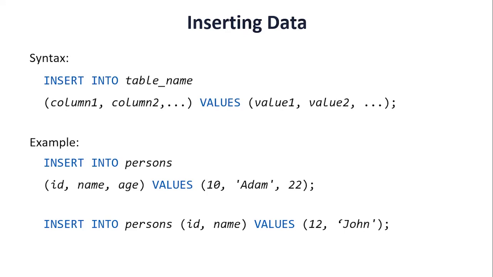And another example, so the same table, insert into persons. We don't have to always specify all the columns available in the table. If you want to have a null value in a certain column, we can just omit it. So in the second example, we have ID, name, and 2 values that should go into those columns.